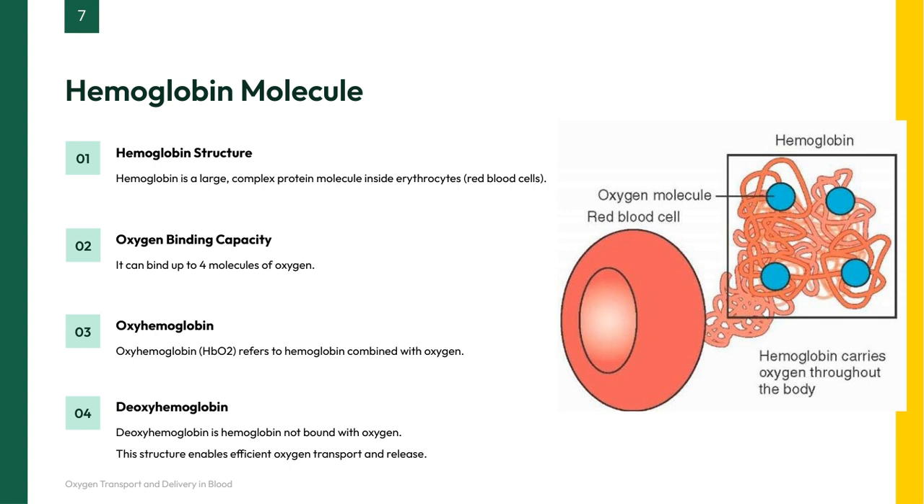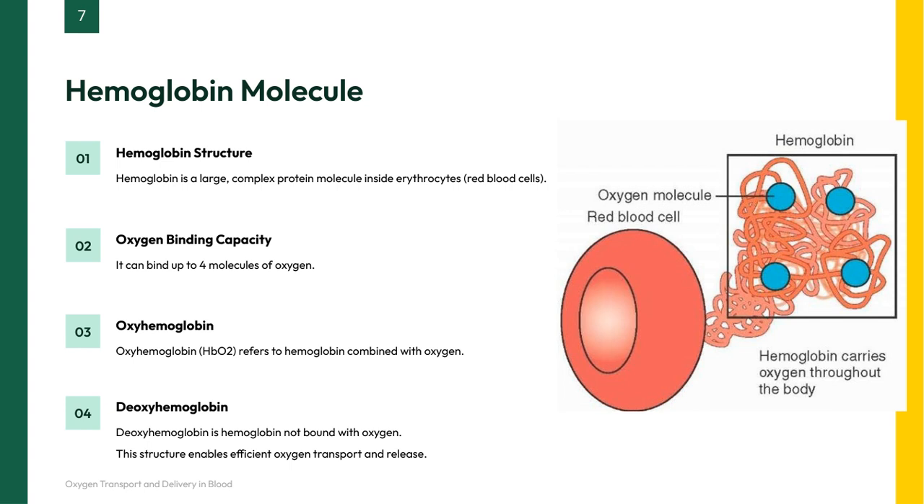This form is crucial because it allows hemoglobin to pick up oxygen in the lungs and release it in the tissues. The structure of hemoglobin is specially designed to enable efficient oxygen transport and release. When hemoglobin binds oxygen, it forms oxyhemoglobin, which we denote as HbO2. Each hemoglobin molecule can bind up to 4 oxygen molecules, thanks to its 4 subunits. This high binding capacity makes hemoglobin incredibly effective at oxygen delivery.